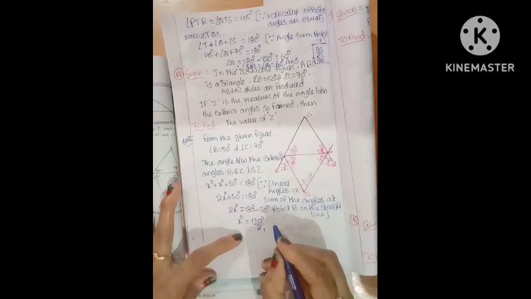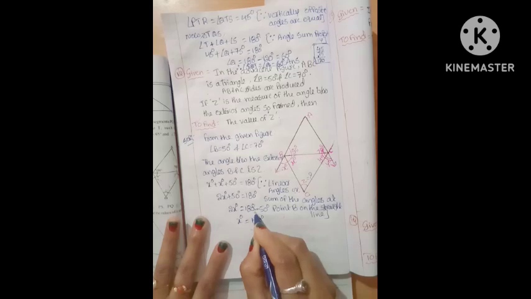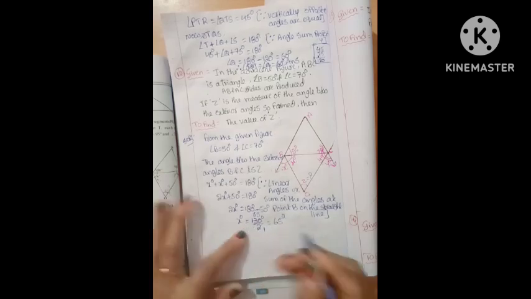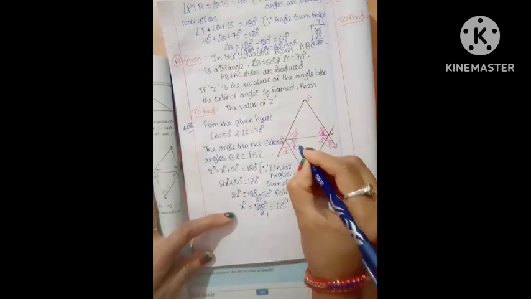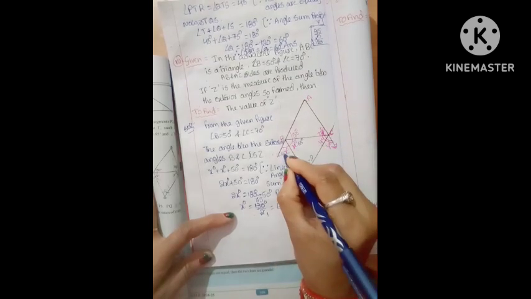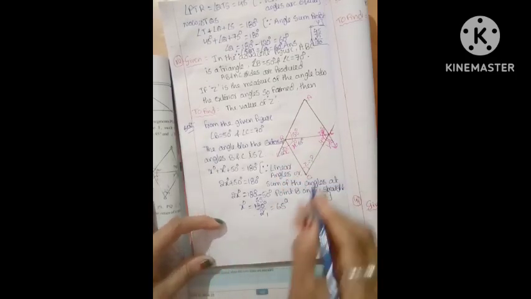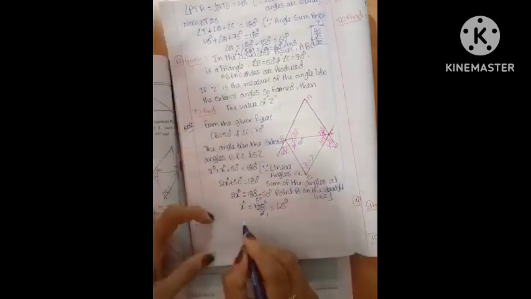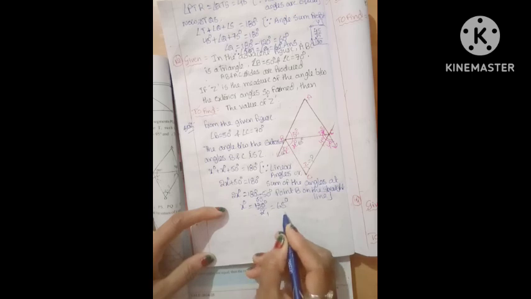So simplify this one. 2 ones are 2, and next 2 sixes are 12. Next one is left, so 2 fives are 10. So 65 degrees. What's the x angle? The x angle is equal to 65 degrees. This is 65 degrees and this is also 65 degrees. Total is 180 degrees. After that, check it: 65 plus 65 plus 50, you get 180 degrees only. So x degrees is equal to 65 degrees.